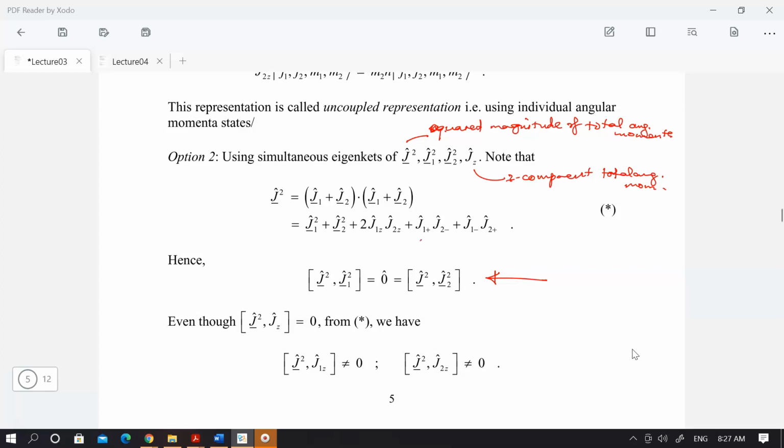So because of these two terms, they will not commute with the individual J1Z and J2Z. That's why Jz itself will commute with J squared, but the individual components will not because of this term.